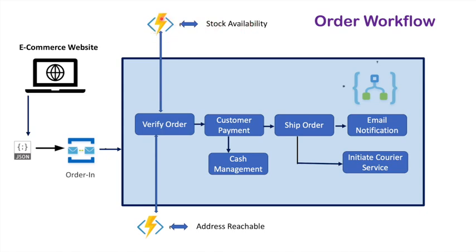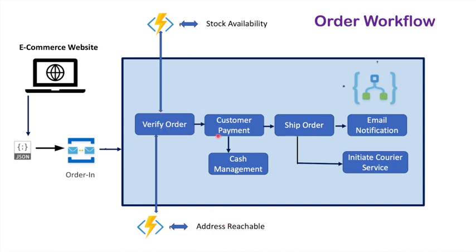In the previous video I gave a lot of hands-on information on what a function app is. On top of that you will be getting one link; if you click that, you will get the information for the function app. Through the function app they will know whether the stock is there or not, and whether the address you have given is reachable, meaning whether they are able to deliver at that address or not.